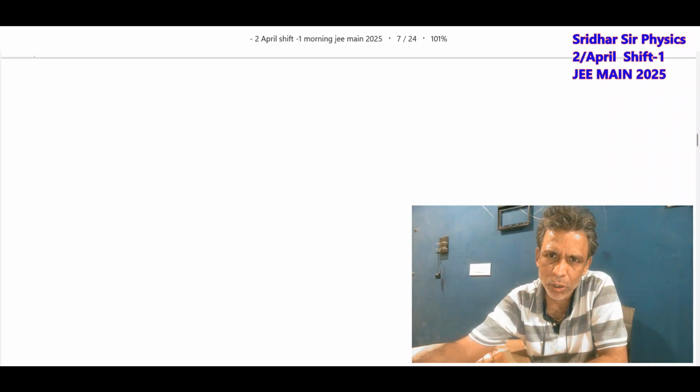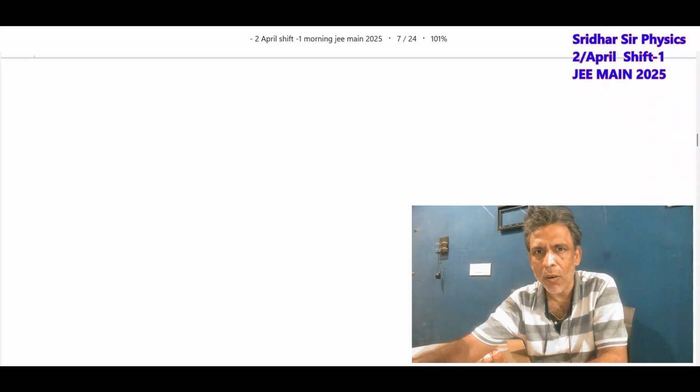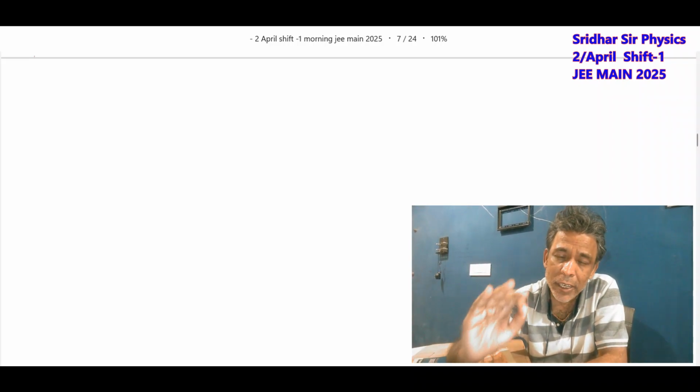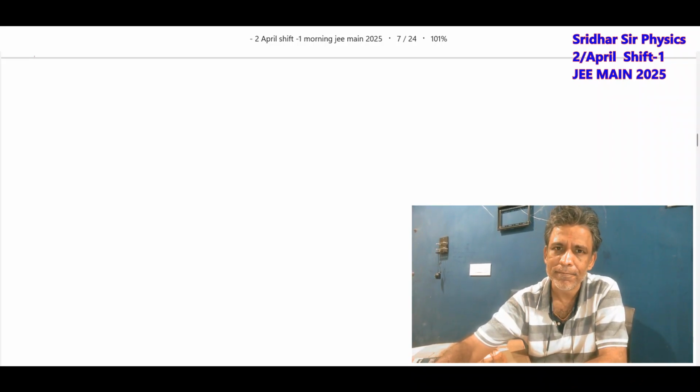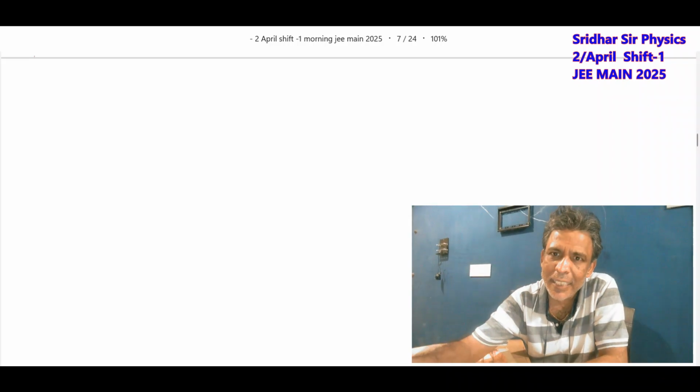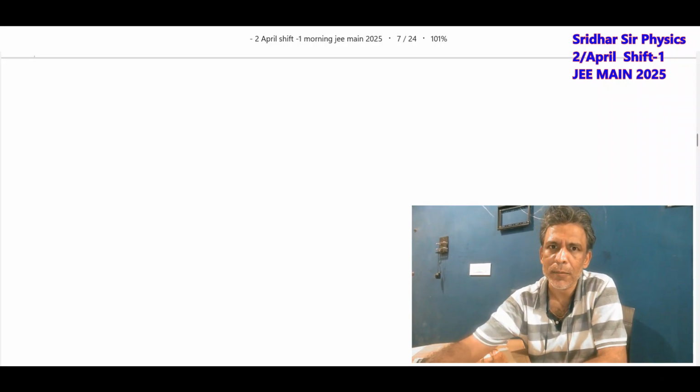Those who are writing tomorrow's exam, please focus more on the reading and the formula recollection. Just read and recollect formulas. No need to do tough problems. You can see the type of paper we are getting. You only have to go through the concepts and the formulas. Because time is less, recollect as many formulas as possible.